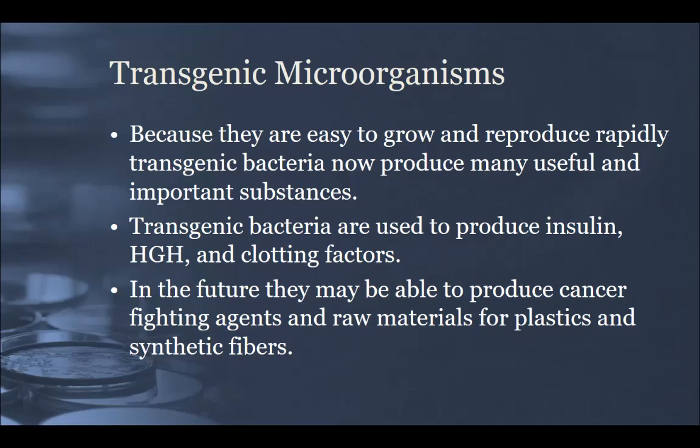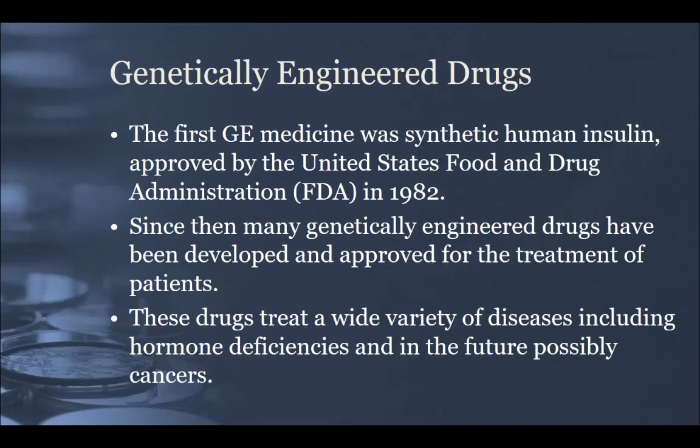So pretty cool when you start thinking about some of these applications. Most of the ones we've used today are going to be genetically engineered drugs. The first GE medicine that was produced was synthetic human insulin, because prior to that they had to use cow or pig insulin. And this was approved by the US Food and Drug Administration, the FDA, in 1982. Since then, we've had a whole bunch of other genetically engineered drugs and used them for many different aspects when we start looking at this.